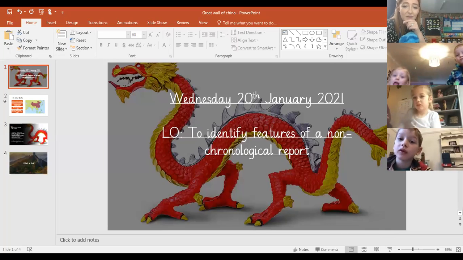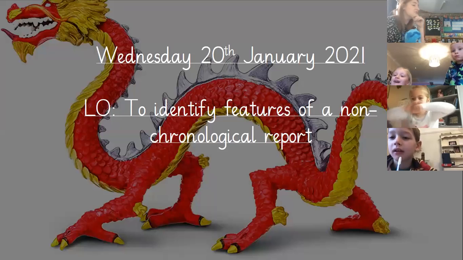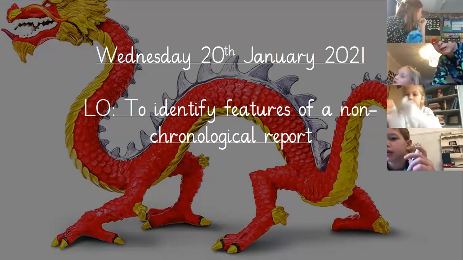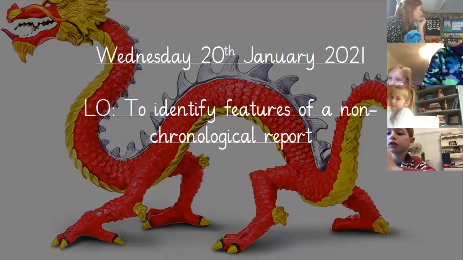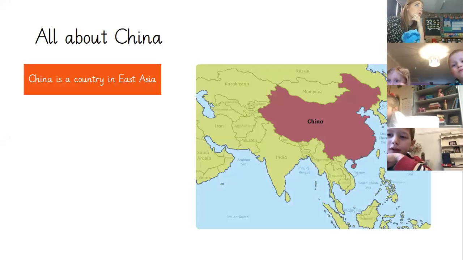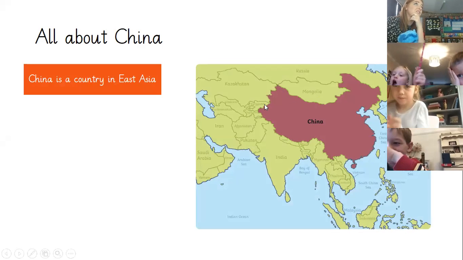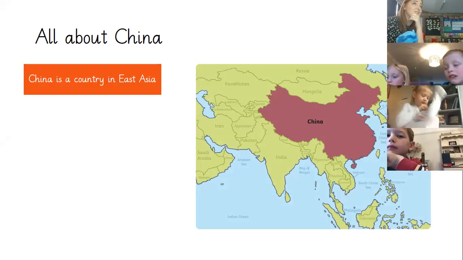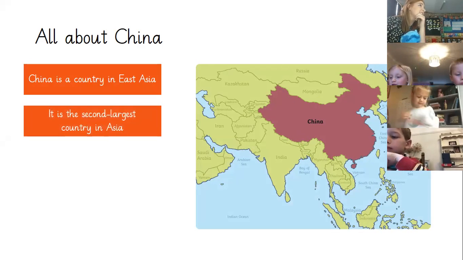So today we are going to be identifying features of a non-chronological report. Now, hopefully you don't know what a non-chronological report is, but we will be learning what one is, okay? So all about China. This is where we've just visited as well. You can see China there, it's outlined on the map. China is a country in East Asia, okay? So it's in the continent of Asia. It is the 2nd largest country in Asia. It's a very, very, very large country.